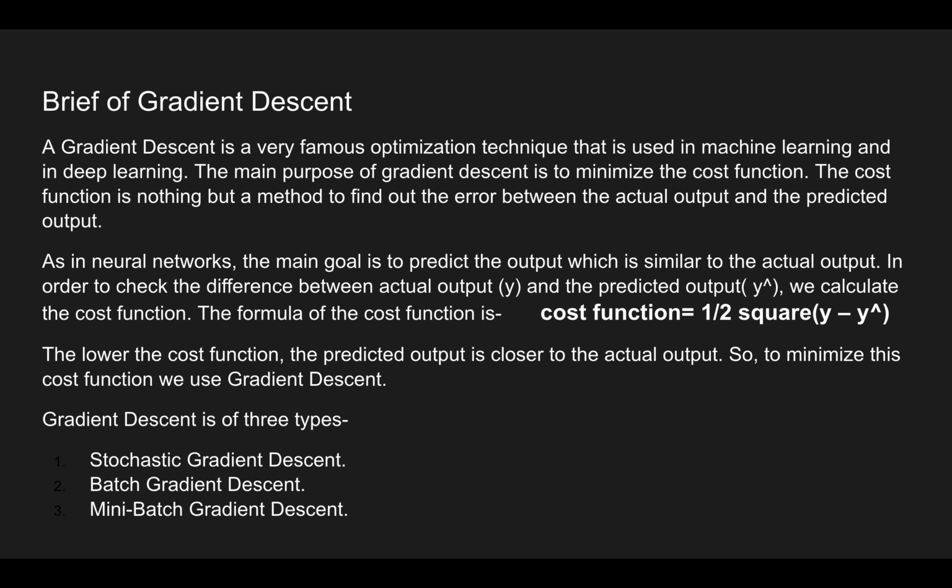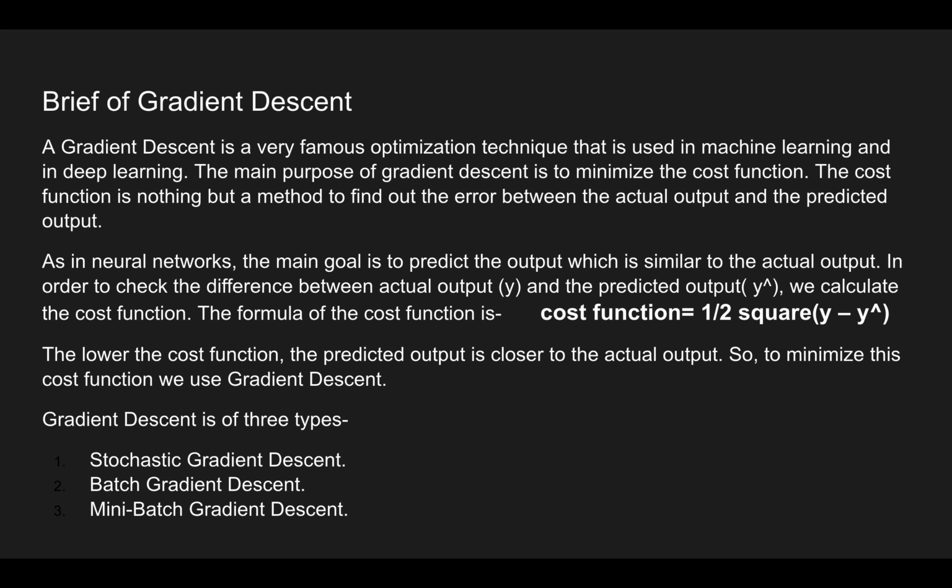Now I will complete this video with a brief summary of gradient descent. Gradient descent is a really famous optimization technique used in both machine learning and deep learning. The main purpose of gradient descent is to minimize the cost function. To minimize it, you have to update the weights, and you have already seen how, depending on whether the slope is positive or negative. At the global minimum position your slope will be 0, and the cost will be really minimum.